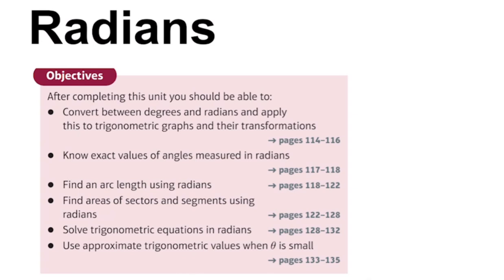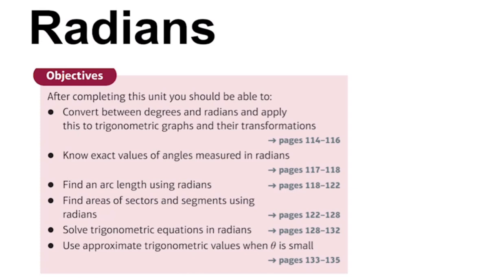Right, ladies and gentlemen, this is the first video of 5 on chapter 5, which is radians. If you look, you can see the objectives that we're going to cover through these 5 videos. So the first objective is to convert between degrees and radians and apply these to trig graphs and their transformations.